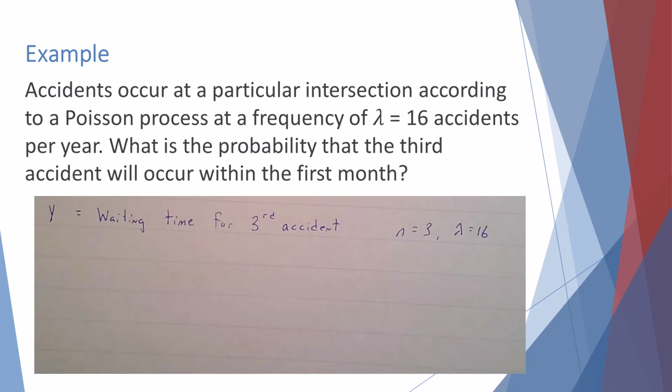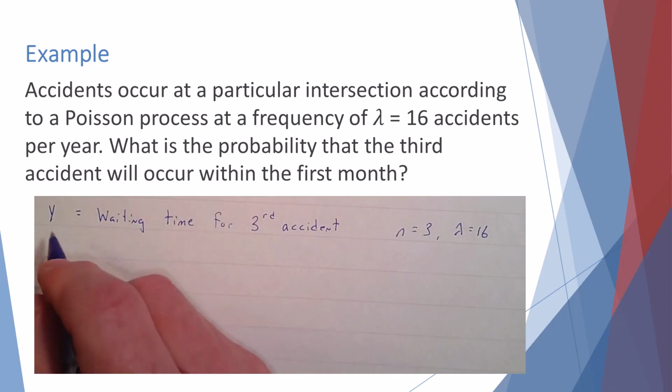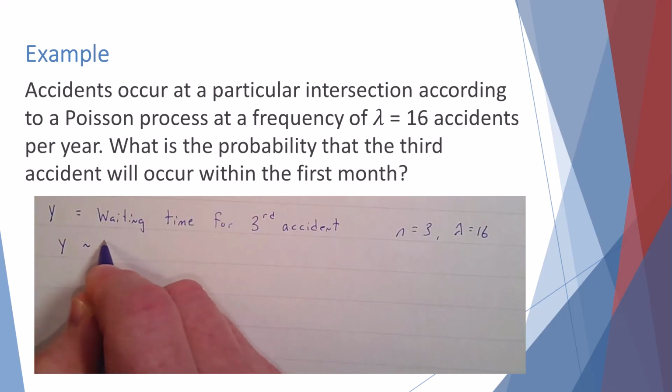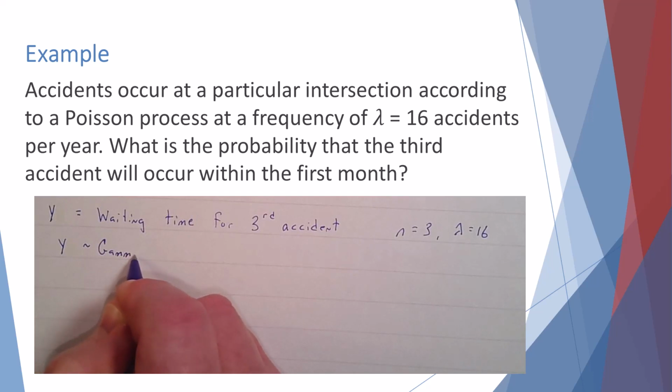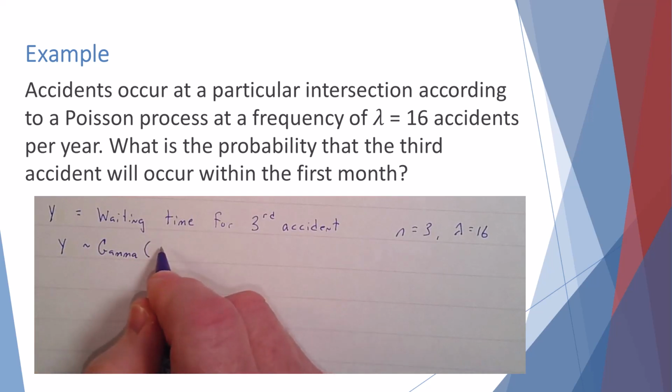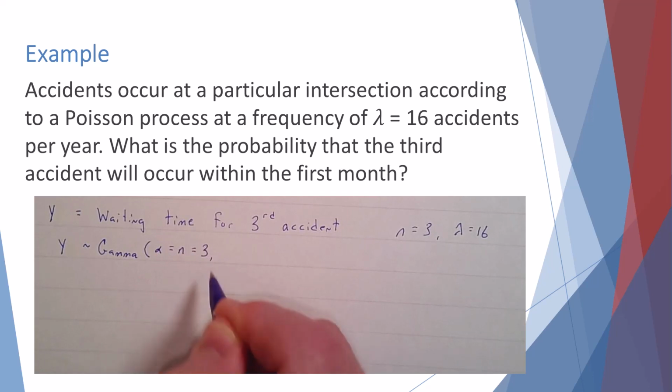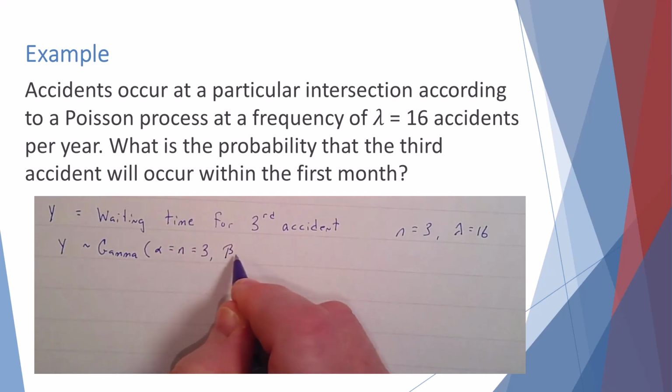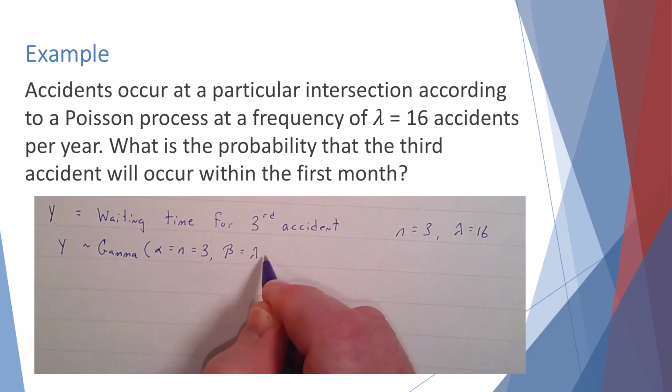Okay, so I'm going to let y be the waiting time for the third accident. And we can see here that n equals 3, and we were told that lambda equals 16. And so we know that y, the waiting time for the third accident, has a gamma distribution, where alpha, which equals n, is 3, and beta, which equals lambda, is 16.